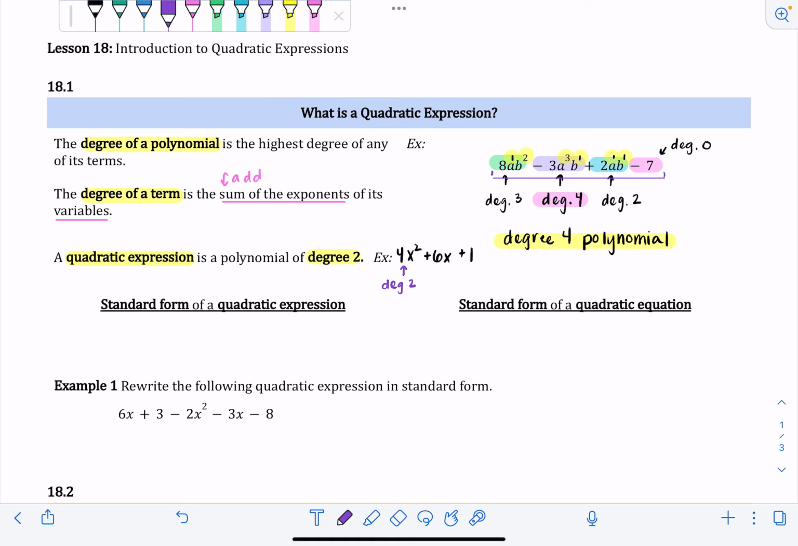This second term is an x to the first power, so it would be a degree 1. And then the last term is a constant, and that's degree 0. Once I have the individual degrees for each term, I just look at the highest one, 2, and a quadratic is a polynomial with a degree 2. So this is a quadratic.